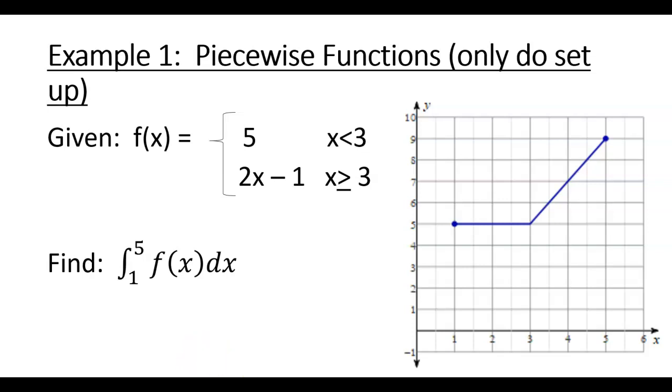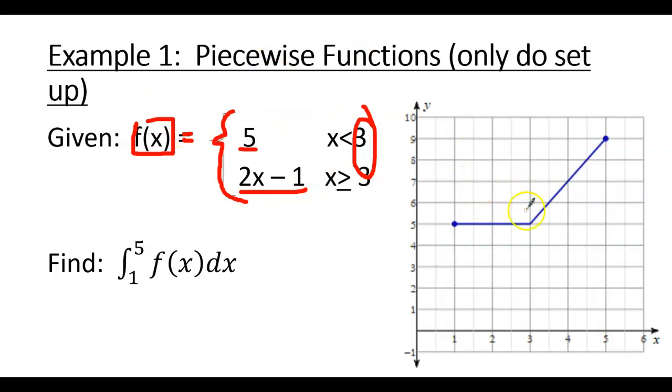Alright, so a piecewise function, in case you guys forgot, is a function that is comprised of two other functions, in this case 5 and 2x minus 1, that are connected at a common point 3. So I drew a picture here. Now you guys won't usually have a picture, just so you know. You'll just have the equation.